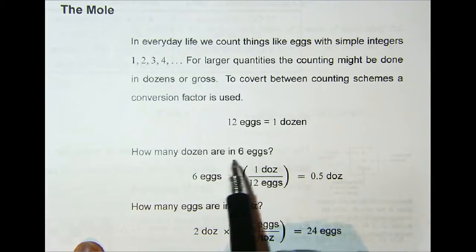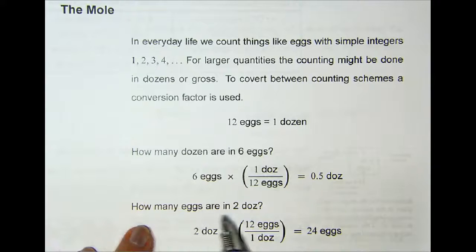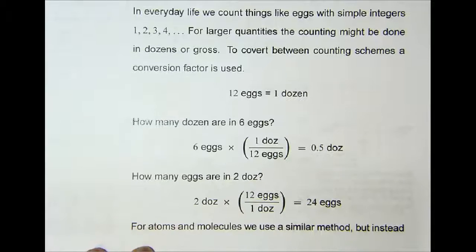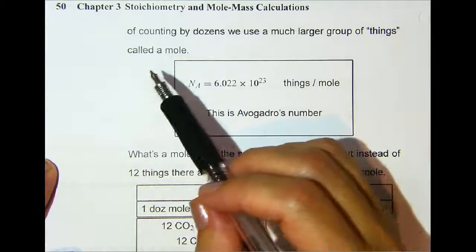So how many dozen are in 6 eggs? Well, you have half a dozen. How many eggs are in 2 dozen? 2 dozen is going to be 2 times 12, 24 eggs. So for atoms and molecules, we use a similar method, but instead of counting by dozens, we use a much larger group of things called a mole.